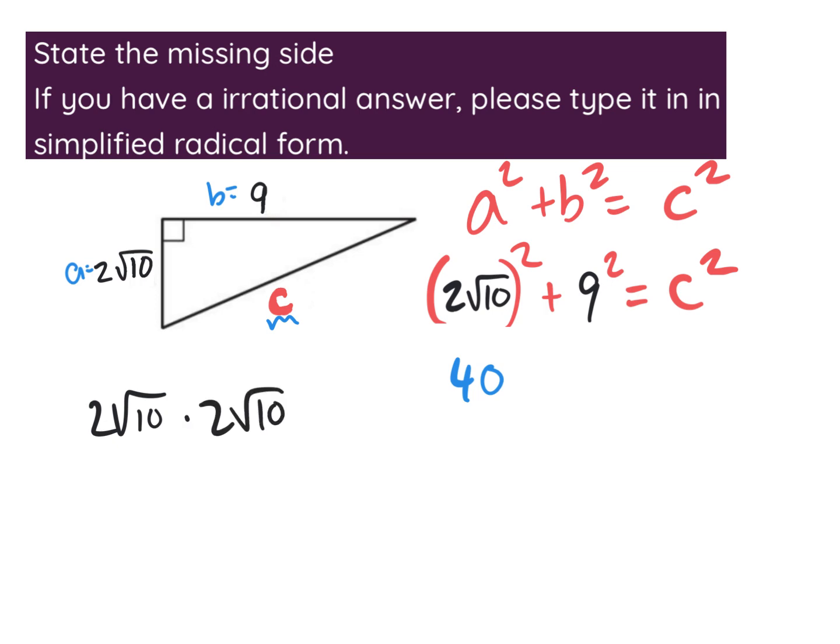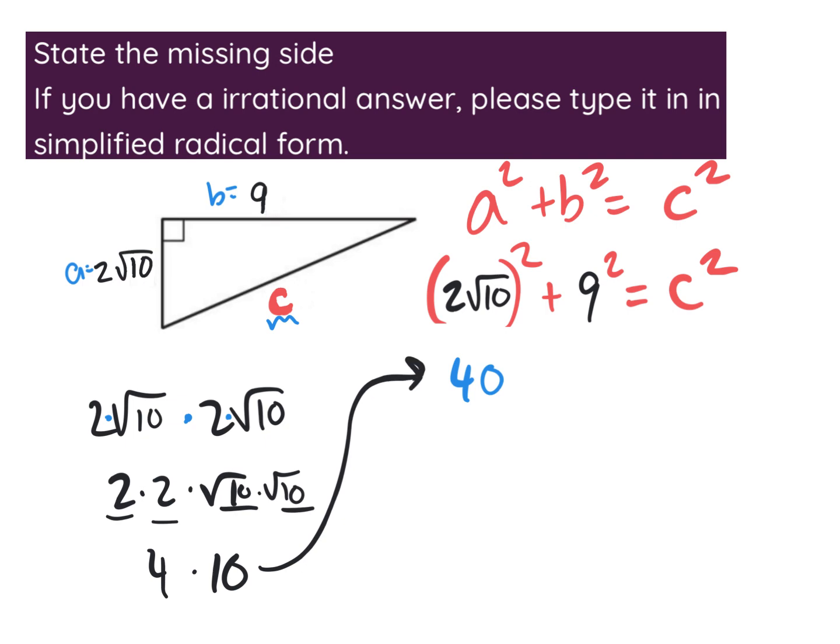And that really means 2 times the square root of 10 times 2 times the square root of 10, which means you can move things around. 2 times 2 times square root of 10 times square root of 10. And 2 times 2 is 4, and the square root of 10 times square root of 10 is the square root of 100, which will take you back to 10, and 4 times 10 is 40.